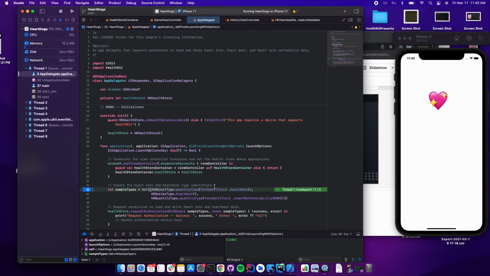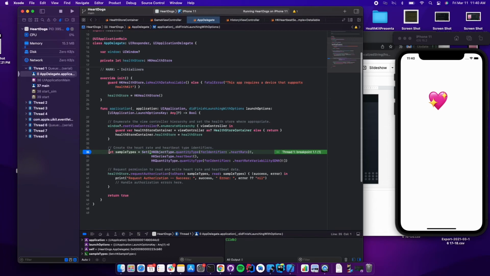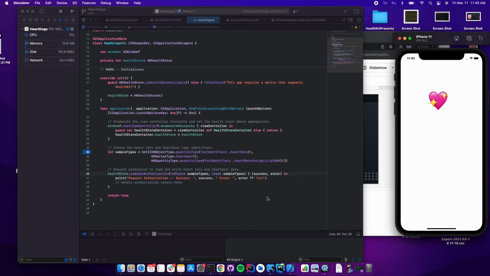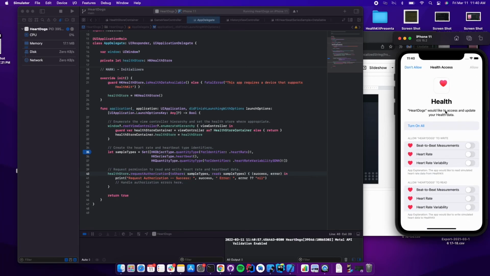So we can see here that this is that data set that I was talking about earlier, where we're going to be asking for heartbeat data, heart rate data, and heart rate variability. And we're going to make that request. And once all of that stuff goes through, we're going to see that very nice, right out of the box pop up. So you can see here, all of that data comes right up. You can turn it all on, or you can turn it on one at a time. And really cool, some of these act together.